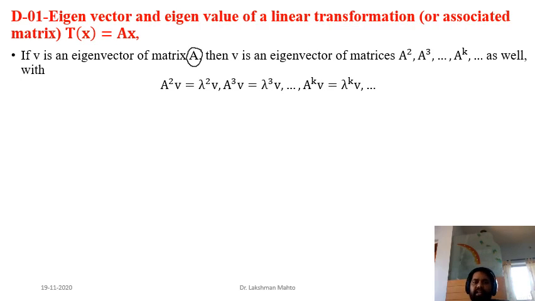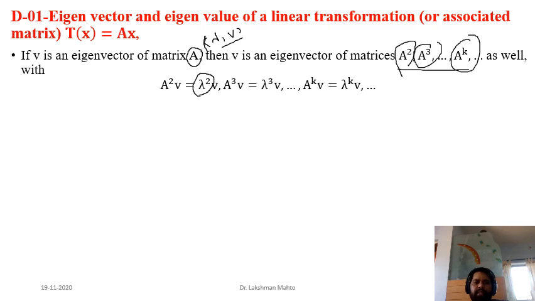V would also be an eigenvector of A square, A cube, even up to A^k. You can keep on doing. V is an eigenvector of all these products of A with itself, but the only change would be in the eigenvalue. So if V is an eigenvector of A and lambda is the corresponding eigenvalue, I would like to write it in pair form: V is the eigenvector and lambda is the corresponding eigenvalue.